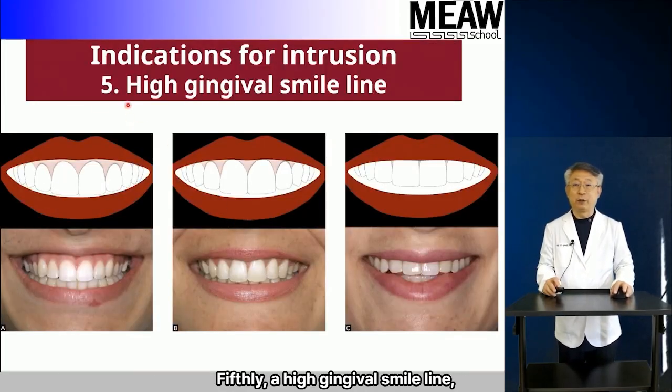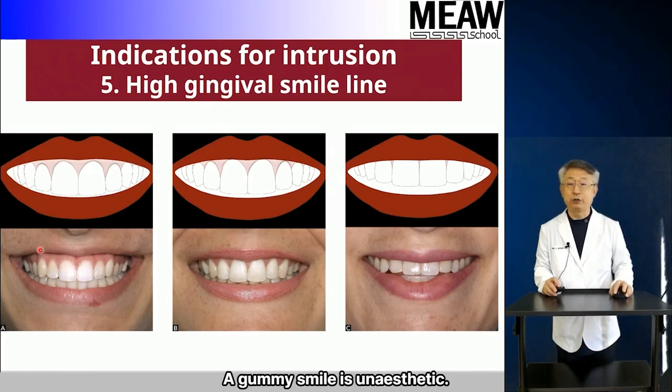Fifthly, a high gingival smile line. A gummy smile is unaesthetic. We may need intrusion of maxillary incisors.